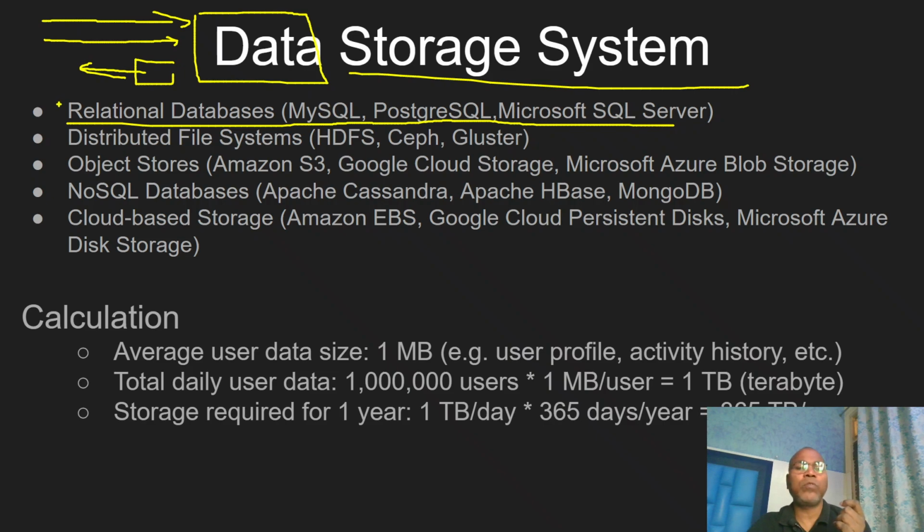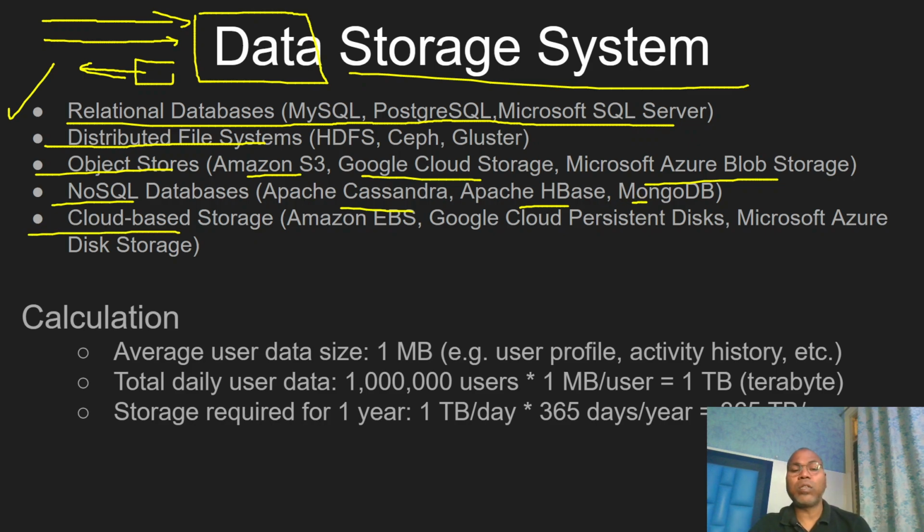According to the use case, maybe you go to a relational database, maybe a distributed file system, maybe object storage, maybe you go to Amazon S3 or Microsoft Azure Blob storage, or maybe a NoSQL database, Cassandra, HBase, MongoDB, GraphQL, lots of databases are available. Sometimes, nowadays in a cloud environment, I go to cloud-based storage, maybe Amazon EBS, Google persistent disk, or Azure disk storage. So we have lots of systems.